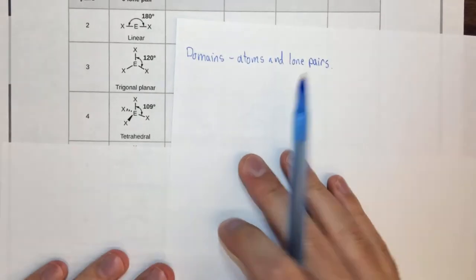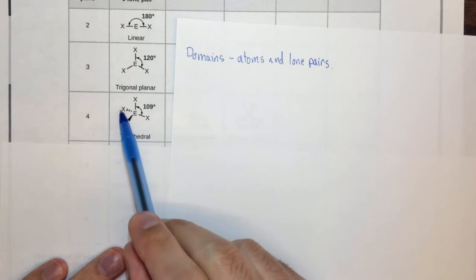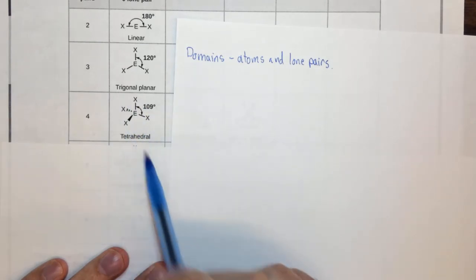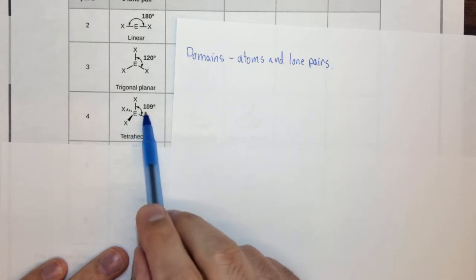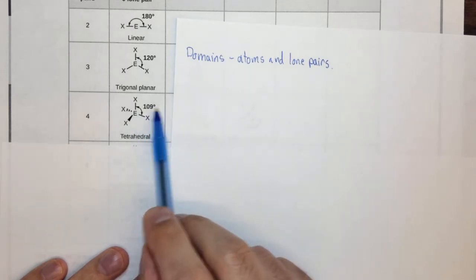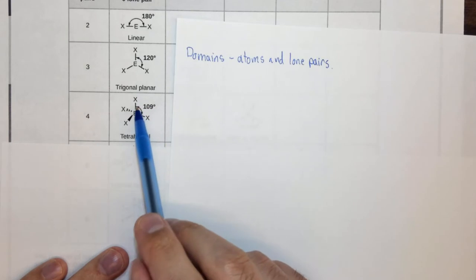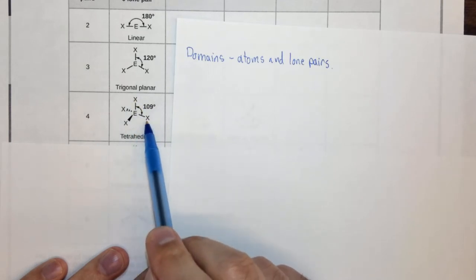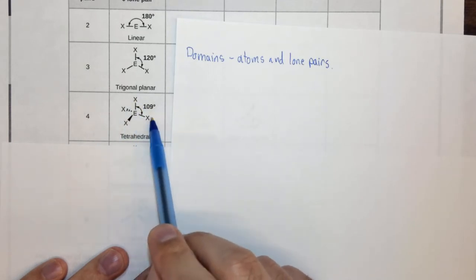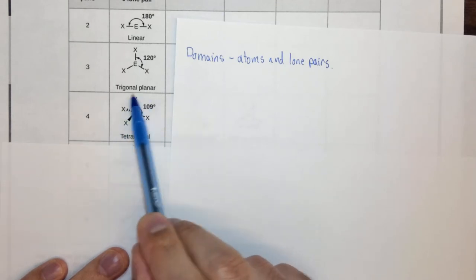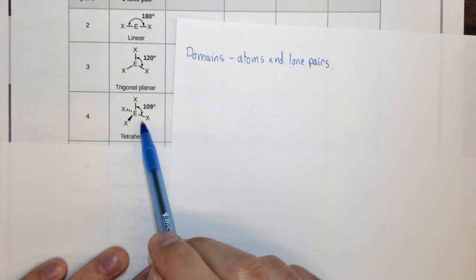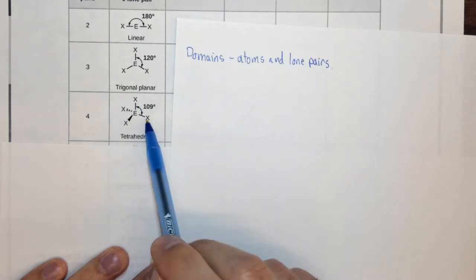In this case, we have four things around the central atom. And this is called tetrahedral. And the bond angle is 109.5 degrees. They didn't put the 0.5. So the XEX bond angle is 109.5. This XEX is the same, and this XEX is the same. Again, this assumes that X is all the same atom, such as in, for example, CH4, methane. So you end up with this tetrahedral arrangement.